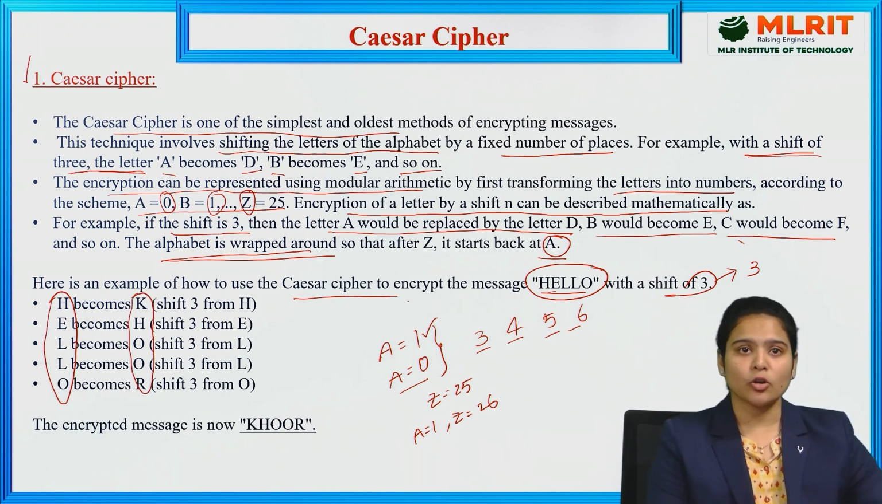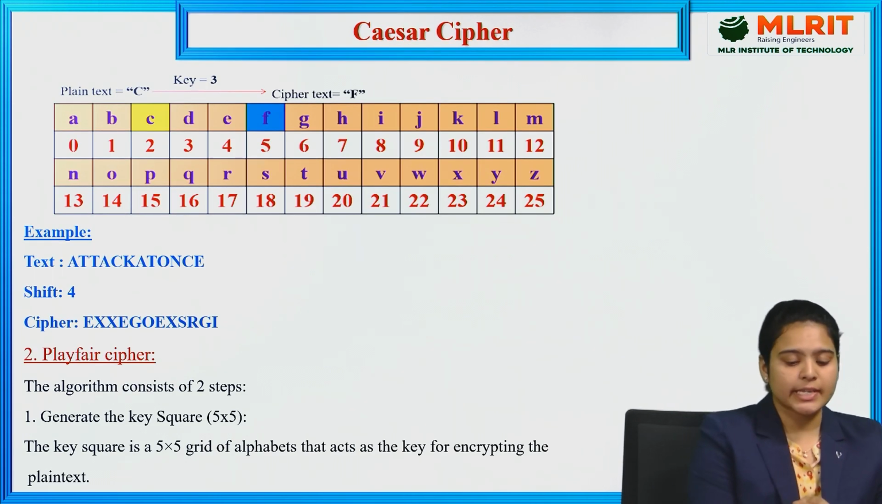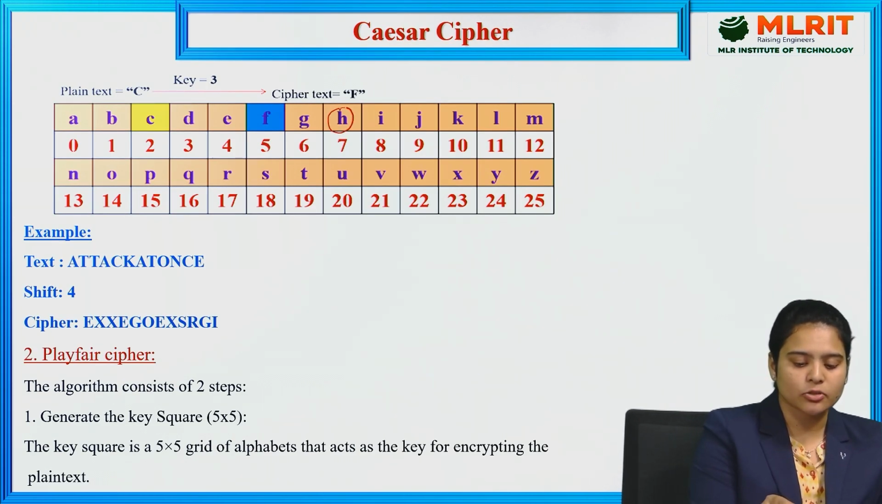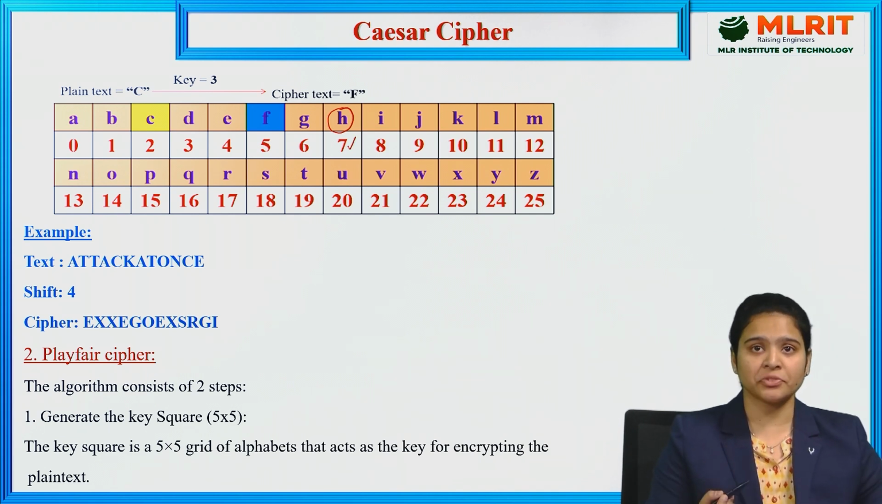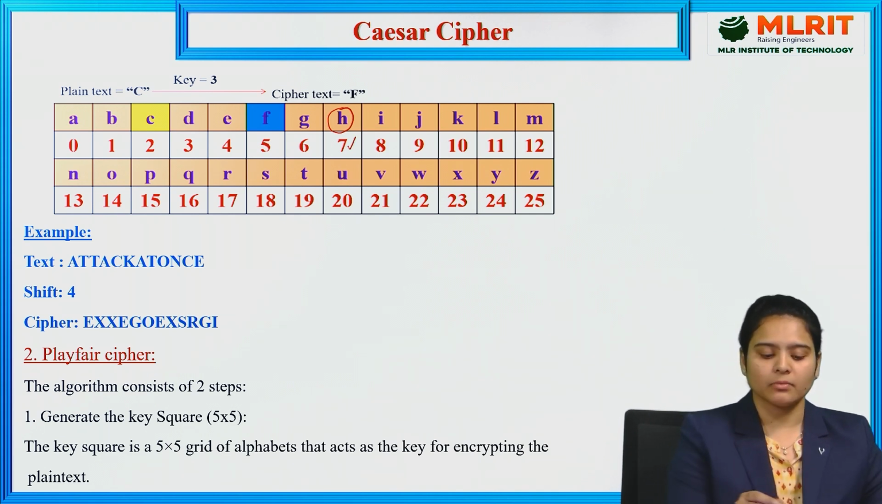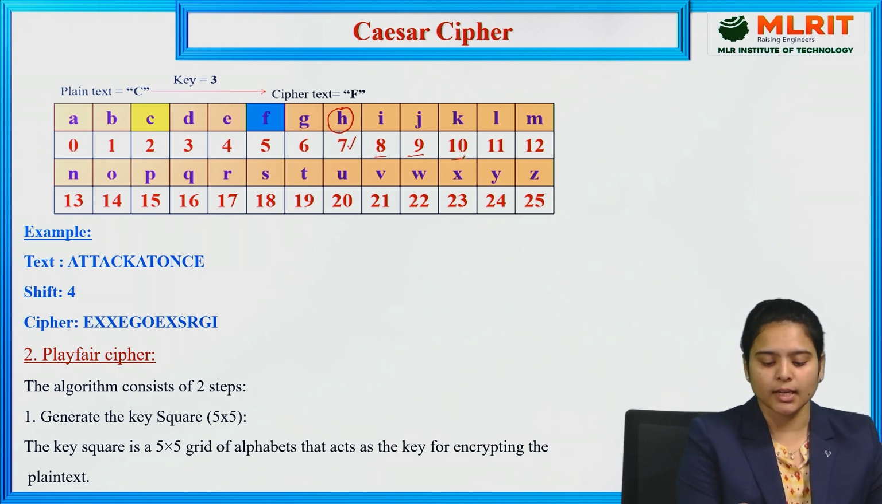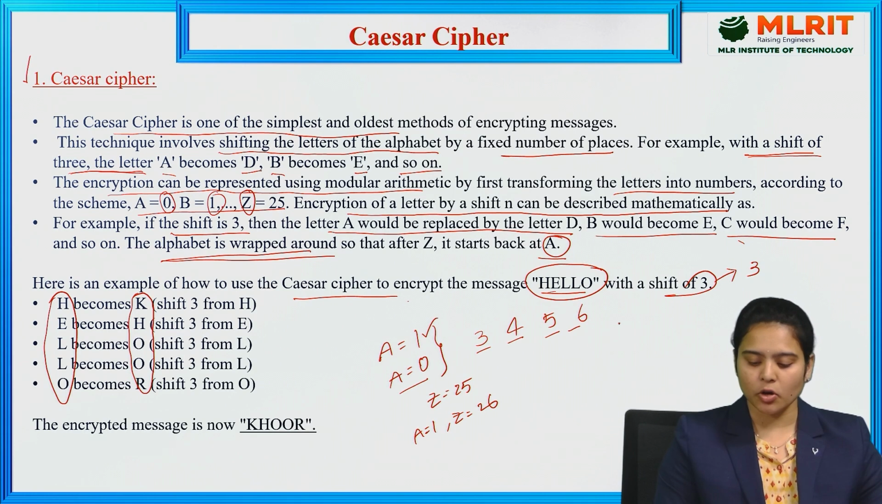So adding H. Here, H is already in the place of number 7. So by shifting 3 places, what would it become? 1, 2, 3 means the letter K. So we already got the letter K, for example.